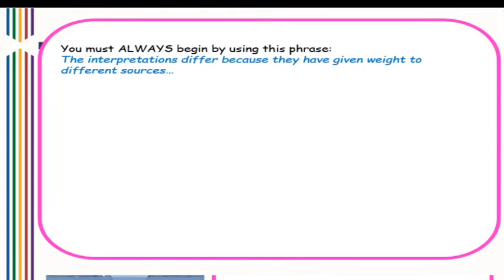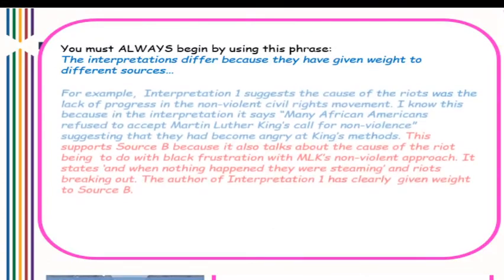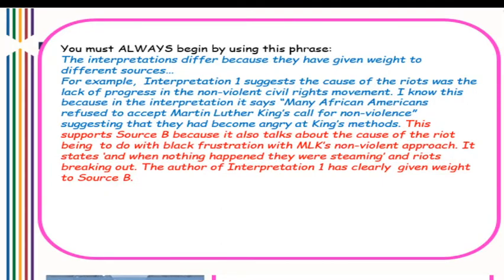Like we already matched up, interpretation 1 to source B, so interpretation 1 has given weight to source B because it's given more importance to source B. It's based itself around what B is saying. So always start with that one. Then here's my example for interpretation 1. I've said, for example, interpretation 1 suggests the cause of the riots was the lack of progress in the non-violent civil rights movement.